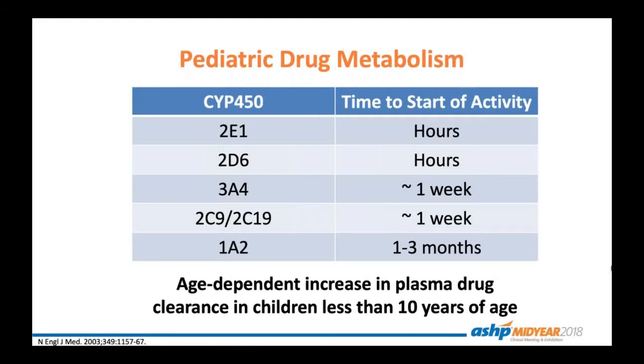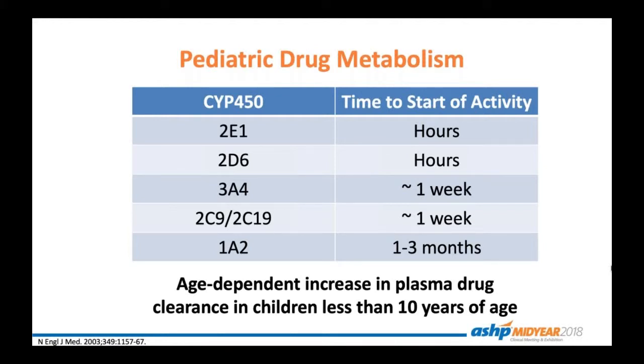As we know, many of our drugs are metabolized by our CYP enzymes. However, these enzymes are not all active at birth. The times listed here are the times to the start of CYP activity for the various enzymes. Looking at one of our most important CYP enzymes, 3A4, this does not start to have activity for approximately 1 week after a baby is born. And while activity starts within a week, it does not reach full adult levels of metabolism until 1 year of age.